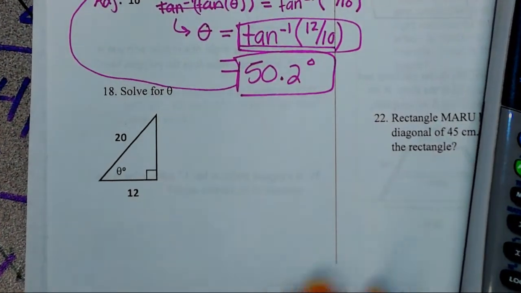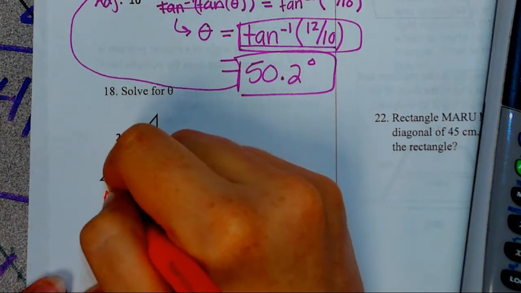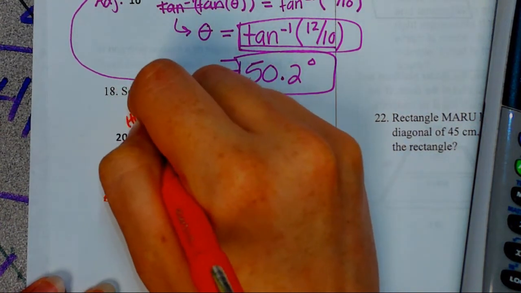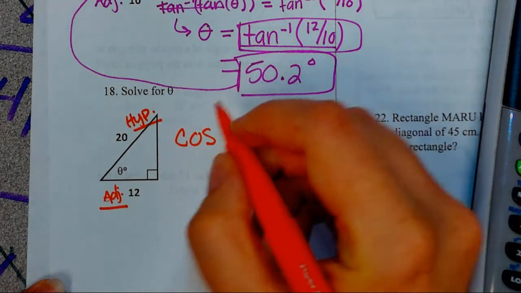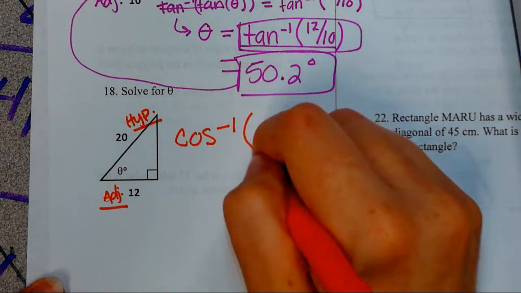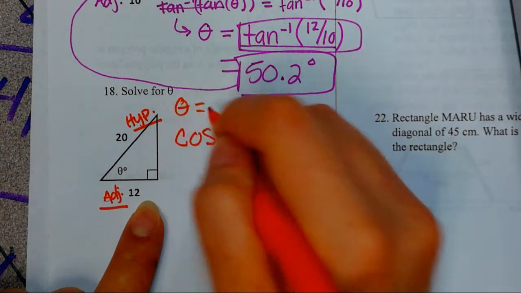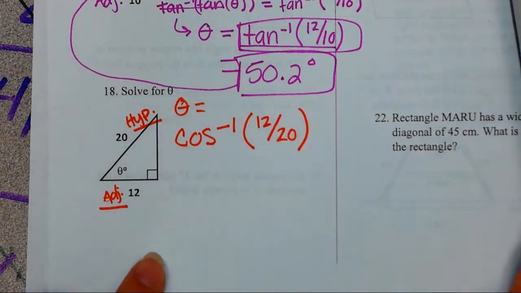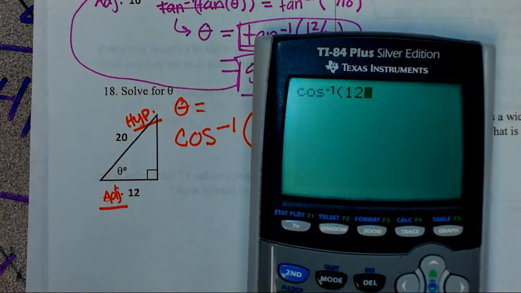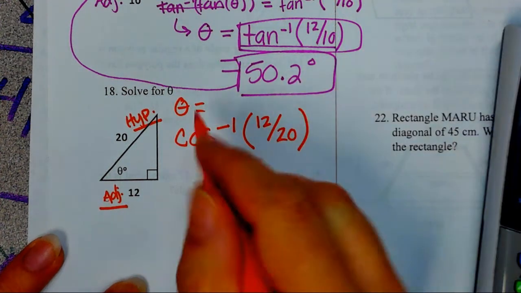Okay, I'm going to do this one a little bit faster since I went into detail on the other one. All right, so this time around, this is our adjacent side. This is our hypotenuse side. If I'm using adjacent and hypotenuse, that goes with cosine. So I'm going to do cosine inverse of the adjacent over the hypotenuse. I'm skipping several steps here because I know that this is what I'm going to get to. It's cosine inverse of the fraction. So cosine inverse 12 over 20 is about 53.1.